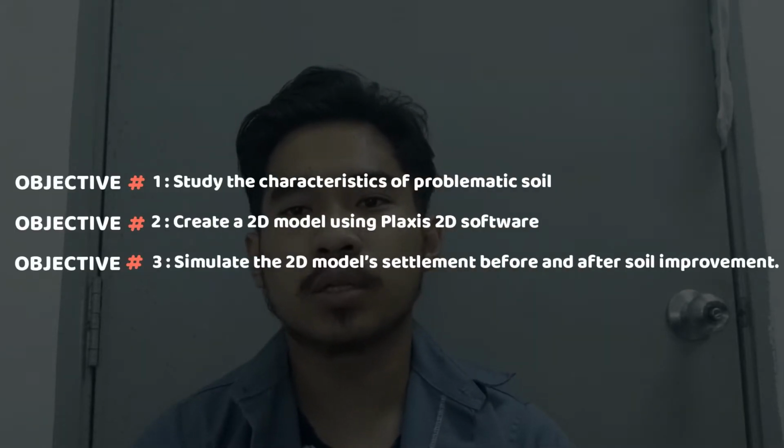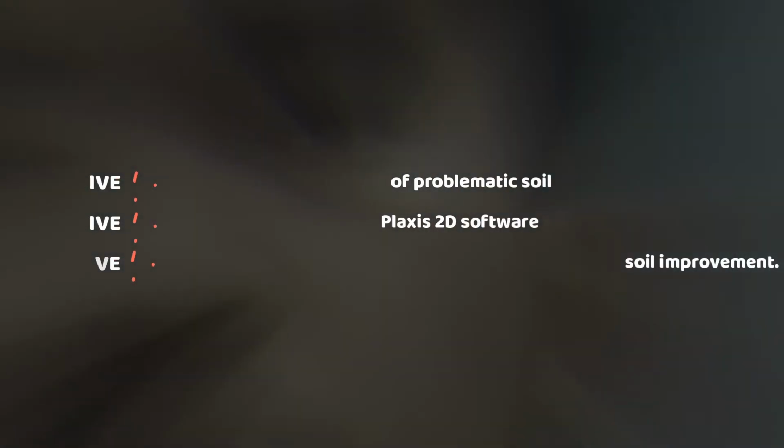First is to study the characteristics of problematic soil. Second is to create a 2D model using Plaxis 2D software. And third is to simulate the 2D model's settlement before and after soil improvement.